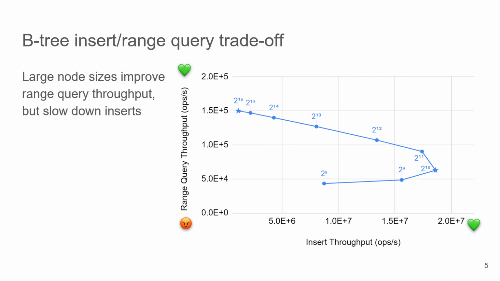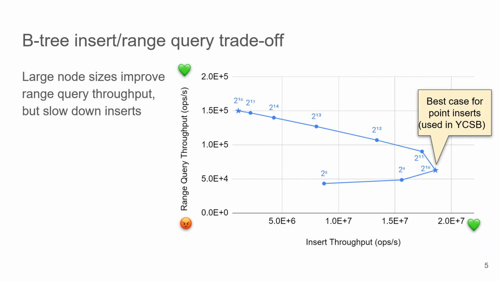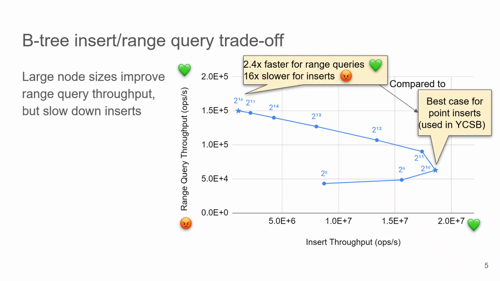However, after that, we see that we are continuing to increase the range query performance. However, we are decreasing the performance of inserts. And so this point over here, 2 to the 10, was the case shown before for the YCSB benchmarks. And this point up here is the best for range queries, getting over a 2x speedup. However, the price of that speedup is a 16x slowdown for inserts.